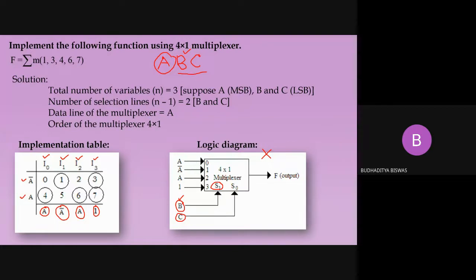Now check. This is I0. Which one is connected to I0? A. So just connect A directly to I0. Then I1 is connected to A bar.